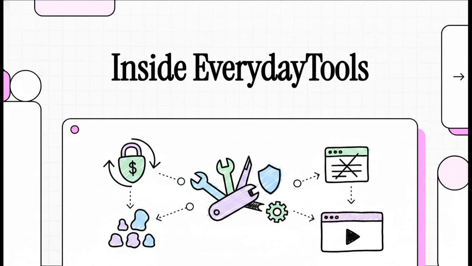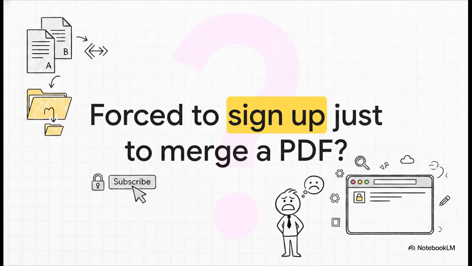We are breaking down a platform called Everyday Tools, which aims to be a complete, privacy-first digital Swiss Army knife right inside your browser. I mean, we've all been there, right? How many times have you been totally forced to create an account just to merge a single PDF? You're just trying to quickly combine two documents or maybe compress a file, and bam, suddenly you're staring down a mandatory sign-up page or a surprise subscription fee. Today, we're going to look at a platform that promises to solve this frustration completely.